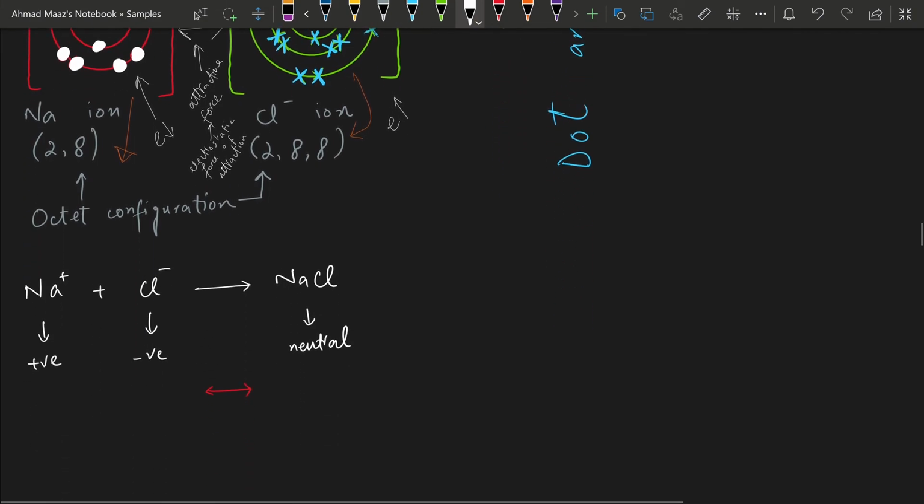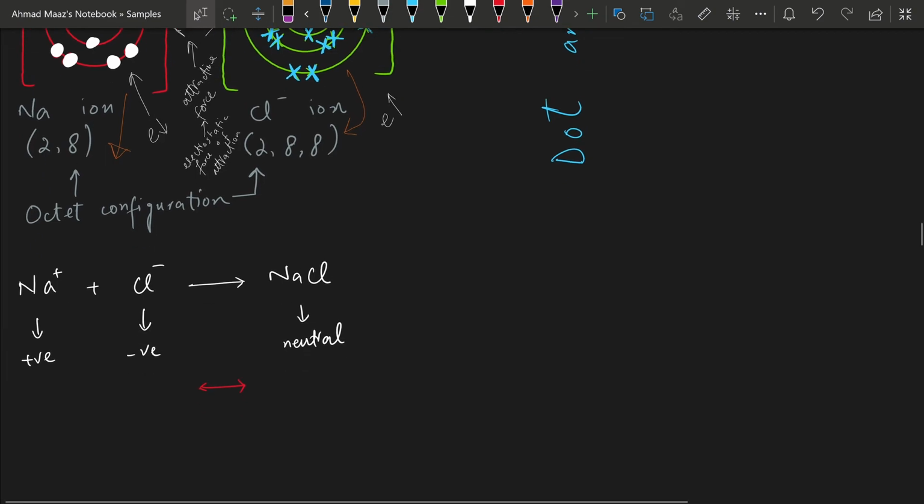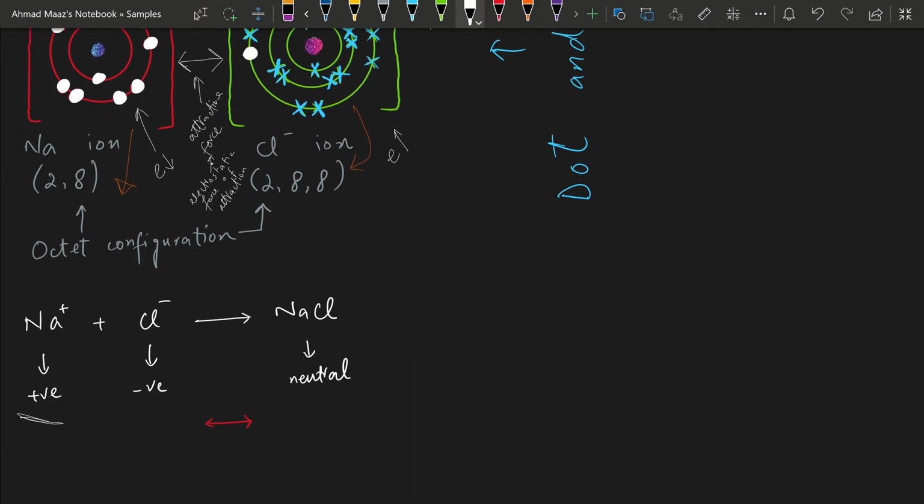These are called ionic bonds because this force is between two different ions. Now, the sodium ion is positively charged, the chloride ion is negatively charged, but the compound formed is always neutral. All compounds are formed in such a way that they are electrically neutral. They have to be electrically neutral. The number of positive charges equals the number of negative charges.